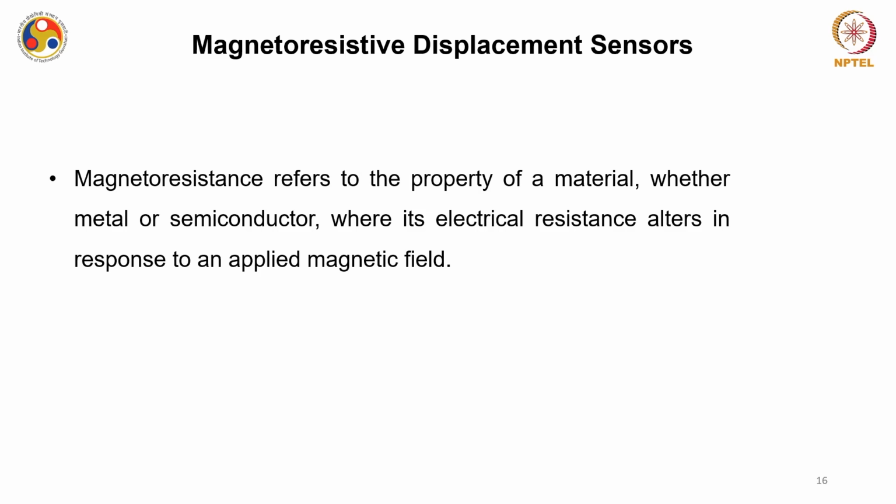behavior. When I say magnetoresistance, magnetoresistance refers to the property of a material, whether it can be a metal or some semiconductors, or some perovskite kind of material, depending on what kind of magnetoresistance you are talking about.